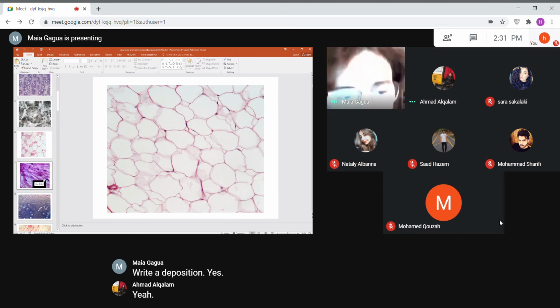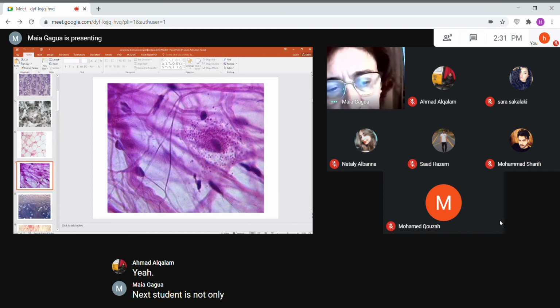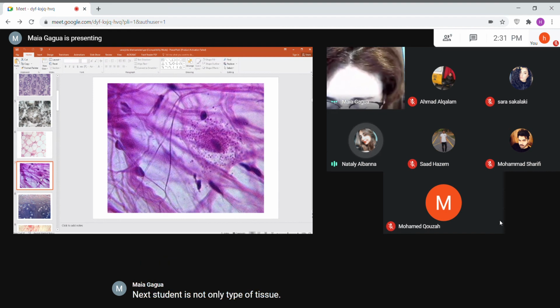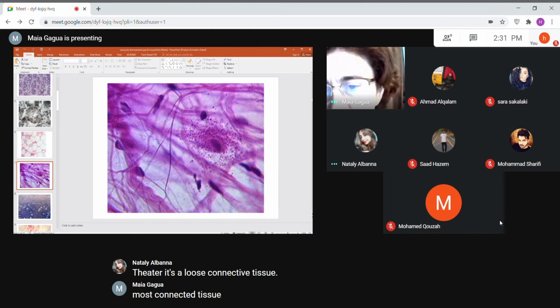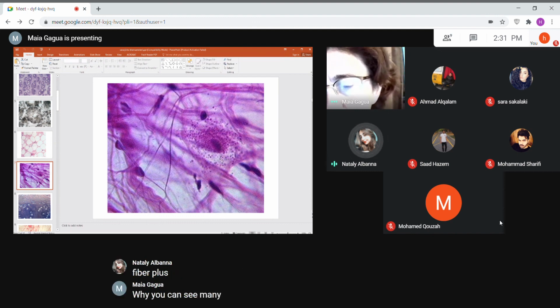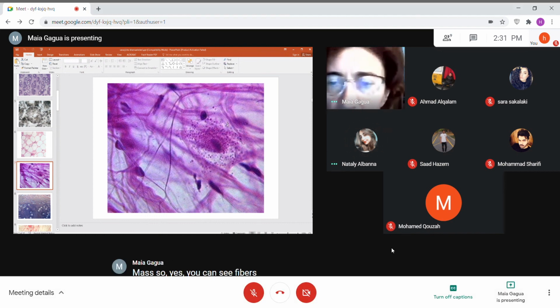Next student is Natalie, type of tissue. Teacher, it's a loose connective tissue. Loose connective tissue. Which cell may it be? Fibroblast. Why? You can see many granules inside. Granules, mast cell. Mast cell, yes. You can see fibers, they are randomly distributed, and this cell is mast cell.